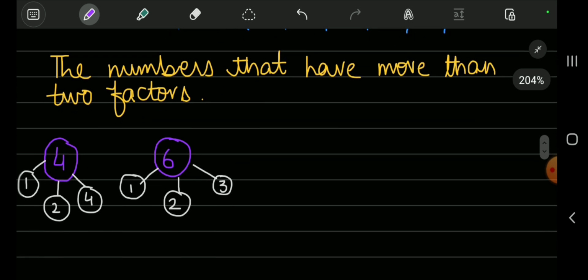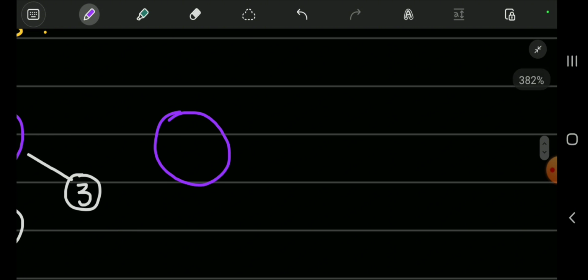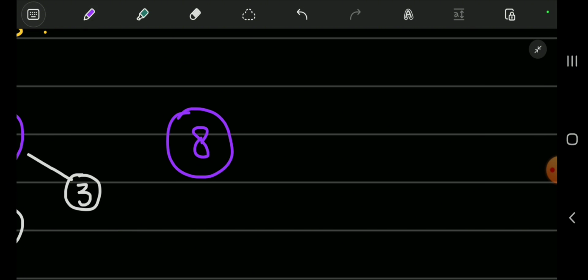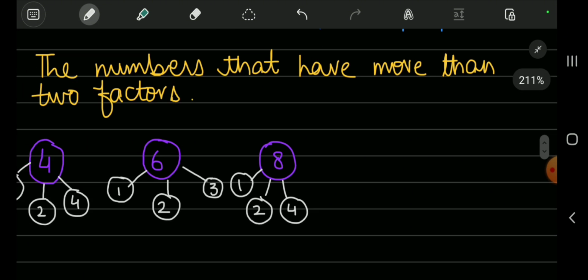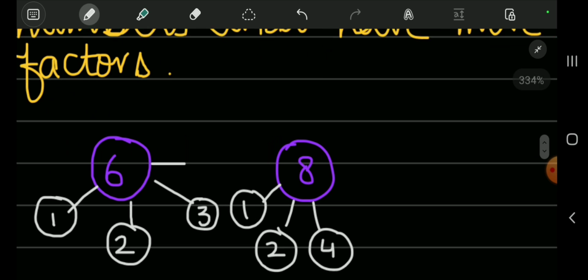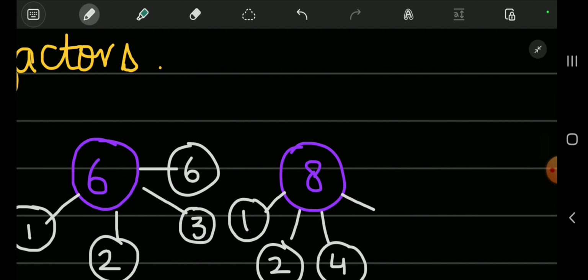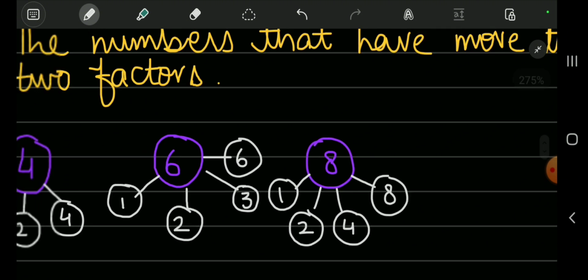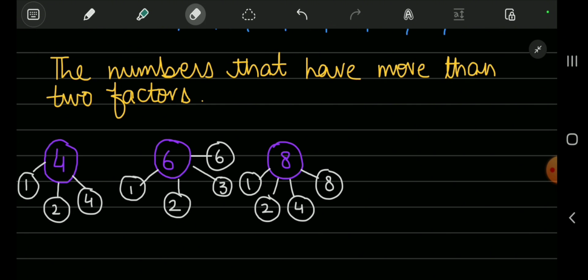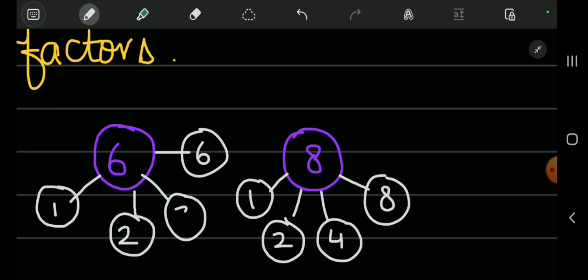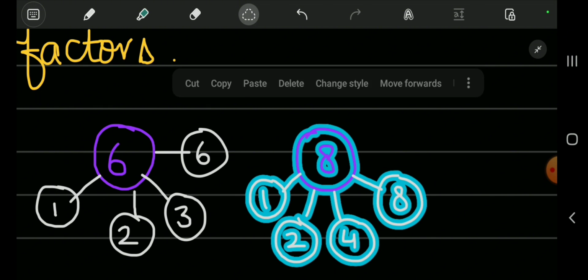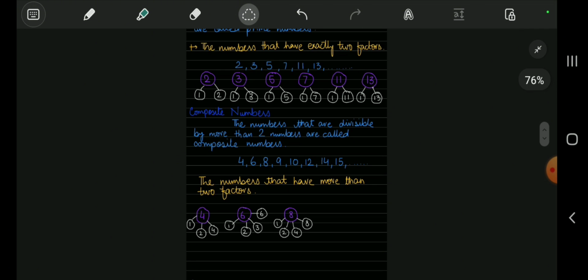Then think about what the next composite number is: 8. How many factors does it have? It has 1 as its factor, 2 as its factor, 4 as its factor, and the number itself. In the case of 6, 6 is also a factor, and in this case 8 is also a factor. So it has 4 factors each, both 6 and 8. So let me write this a little here and a little here.